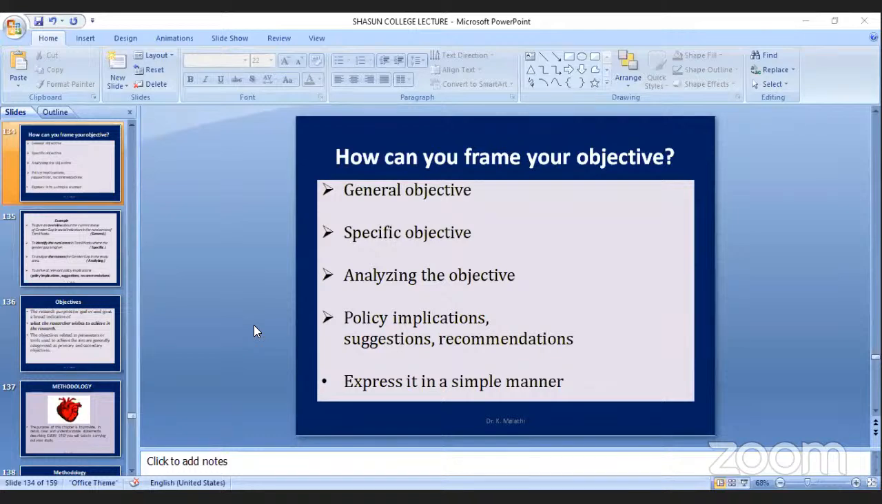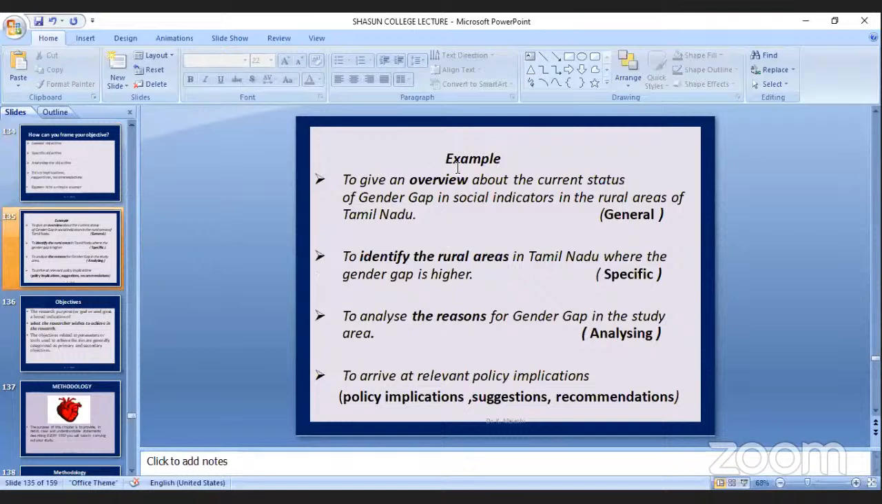So how can you frame your objective? First you give a general objective, you give a specific objective, you give an analyzing objective, policy implications, suggestions, then explain it in a clean manner. So this is how you can frame an objective. I'll give an example for this also. See, I have given an example. This is my paper, how I've given the example.